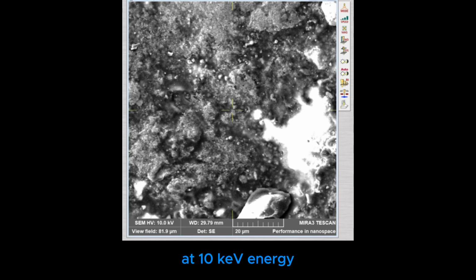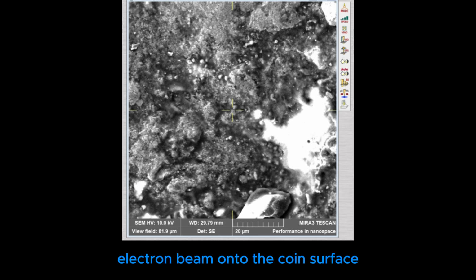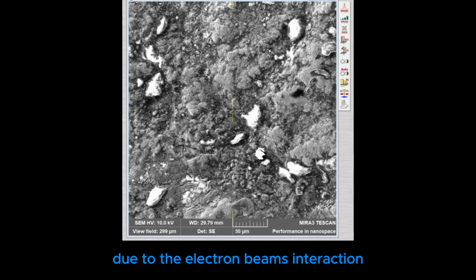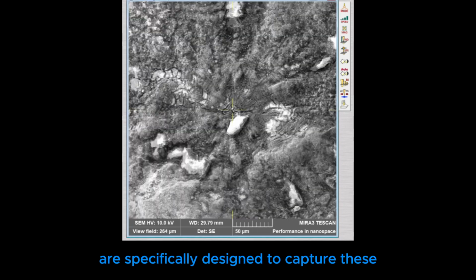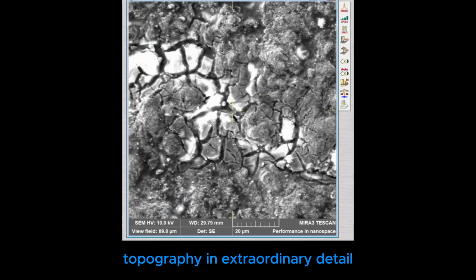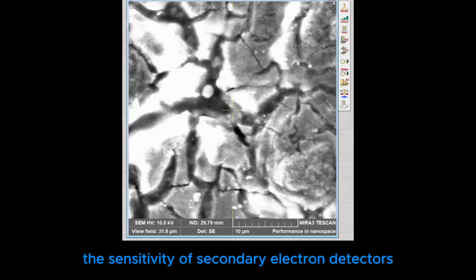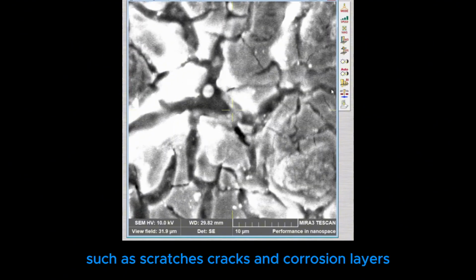At 10 keV energy, the electron microscope directs a high-energy electron beam onto the coin's surface, causing it to emit secondary electrons. These are low-energy electrons ejected from the surface atoms of the sample due to the electron beam's interaction. Secondary electron detectors are specifically designed to capture these emitted electrons, producing images that reveal the coin's surface topography in extraordinary detail.